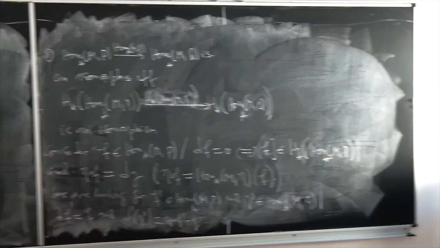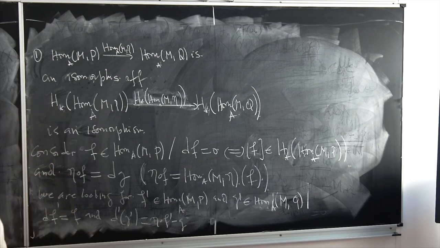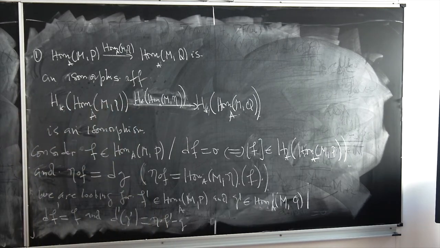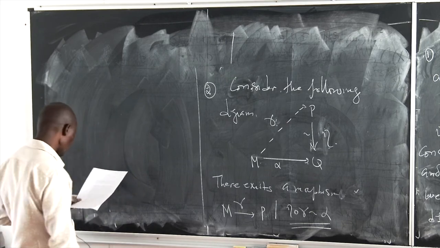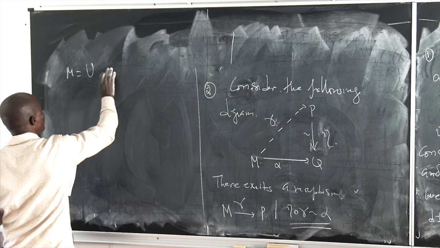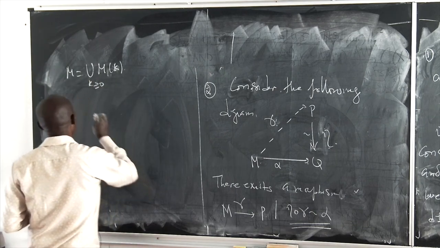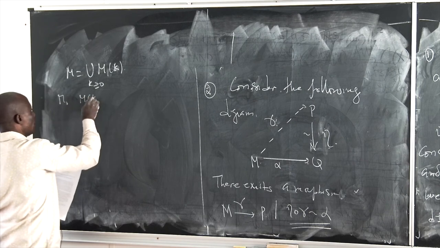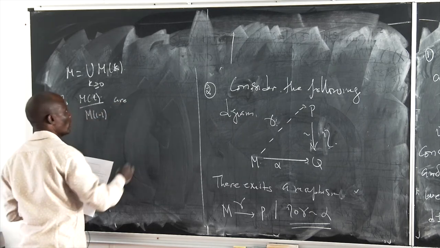So our F prime and G prime we are looking for will be constructed by induction on M. Don't forget that M is semi-free. So M is semi-free, so we have M is equal to the union of M_k, k positive, the sequence of submodules of this, so that M_0 and M_k quotient by M_{k-1} are free modules on the cocycles of M.